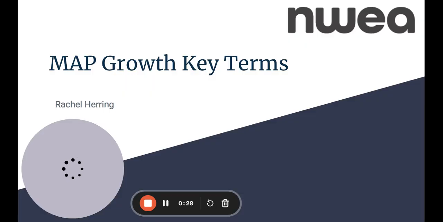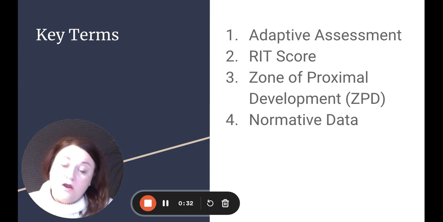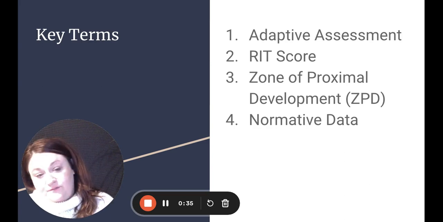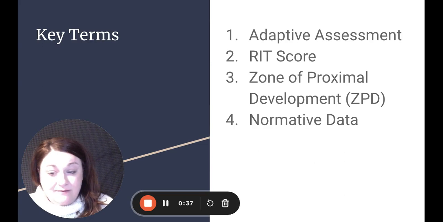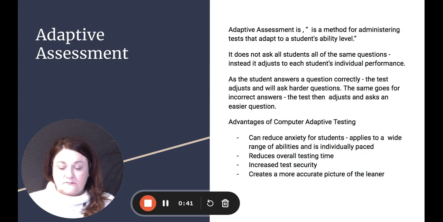So the 4 key terms that we're going to be going over today are adaptive assessment, RIT score, zone of proximal development, also known as ZPD, and normative data. So first we'll talk about adaptive assessment.